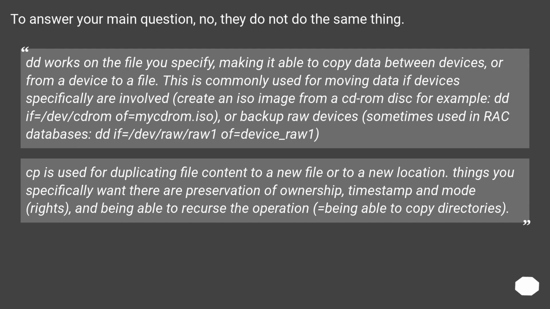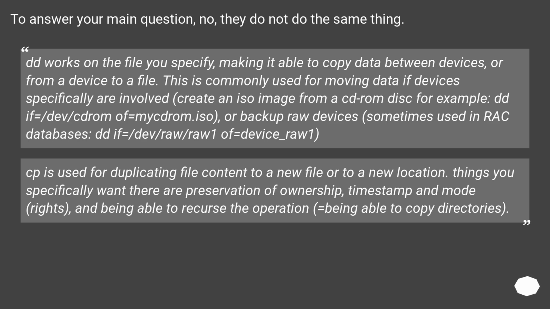To answer your main question, no, they do not do the same thing. dd works on the file you specify, making it able to copy data between devices, or from a device to a file. This is commonly used for moving data if devices specifically are involved. Create an ISO image from a CD-ROM disk, for example, dd if=/dev/cdrom of=mycd-rom.iso, or back up raw devices, sometimes used in Oracle databases, dd if=/dev/raw/raw1 of=device_raw1.